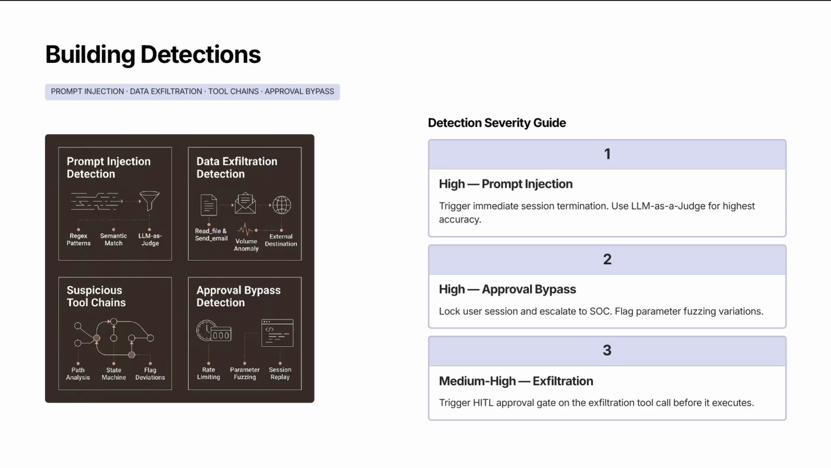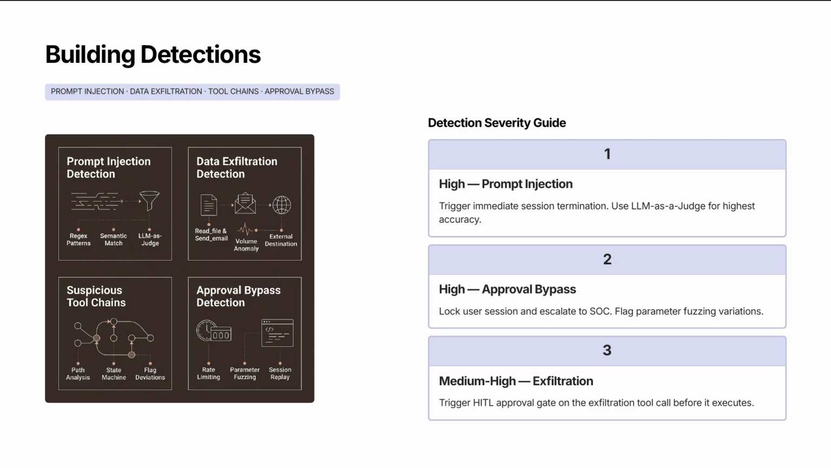When you build detections for agentic systems, severity needs to map directly to action. Not every signal should be handled the same way. Prompt injection is a high-severity event. If you detect it, the safest response is immediate session termination. For the strongest accuracy, use an LLM-as-a-judge pattern to evaluate whether the model is being manipulated, especially when the attack is indirect or disguised as normal instructions.